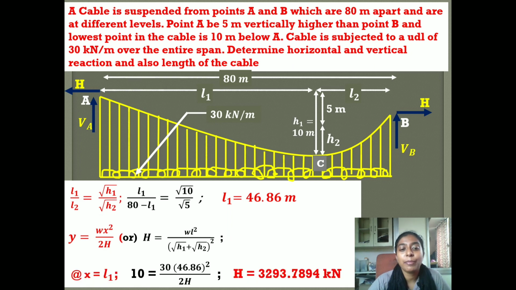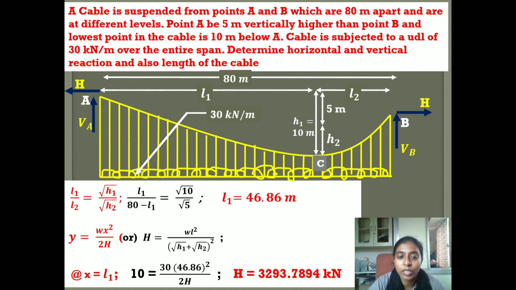So here we are applying the first formula, that is y is equal to wx square by 2h. We get at x is equal to L1, that is at C. X is equal to L1 at C. That is, y is 10 at C. The vertical distance y is 10 meter.